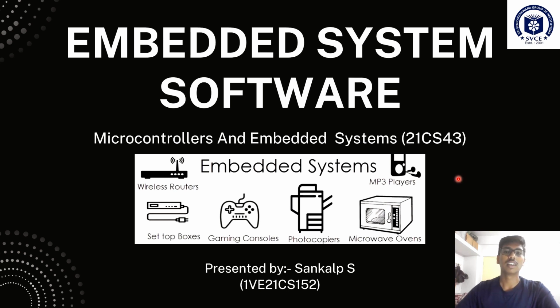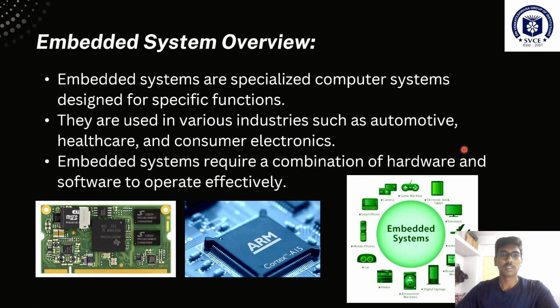So before that, let us know what are embedded systems. As you can see, these are some examples of embedded systems. Embedded systems are specialized computer systems designed for specific functions. They are used in various industries such as automotive, healthcare, and consumer electronics.